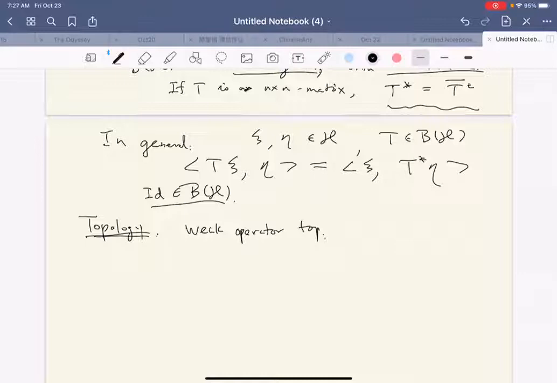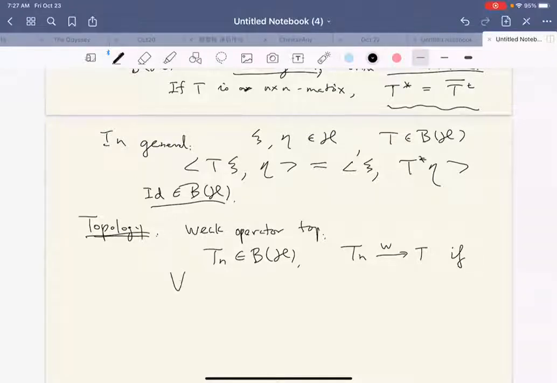The one I'm going to talk about is the one I hope you might like, especially the physicists in the audience. So, the weak operator topology. What is this topology? There are various ways of introducing a topology, but a topology is basically telling you how things are close to each other, right? We say that Tn, a sequence in B(H), goes to T in the weak operator topology if the following is true.